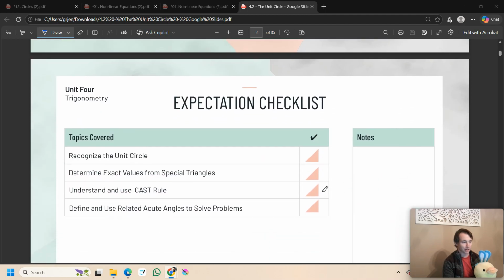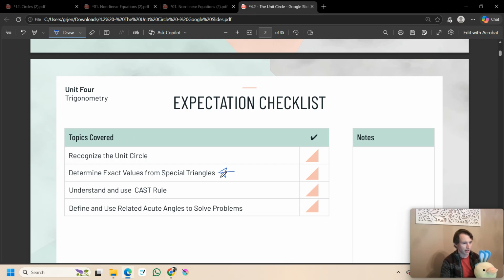So the main thing is we're going to be updating our skills, just looking at developing our fluency with it a little bit more for exact values from special triangles. That's very much a grade 11 topic. Using the cast rule is also just grade 11. And using related acute angles to solve problems, also 11. A lot of dittos here.